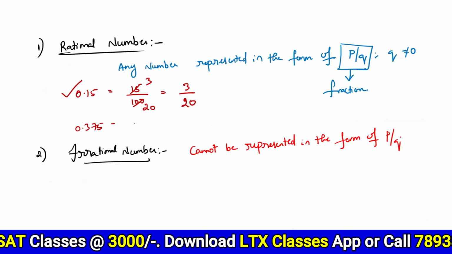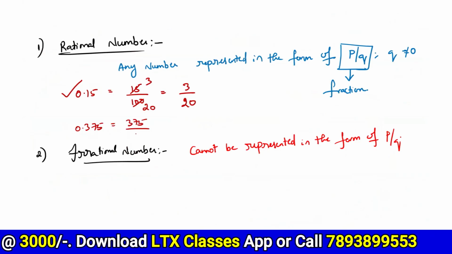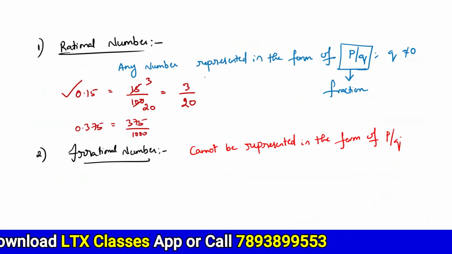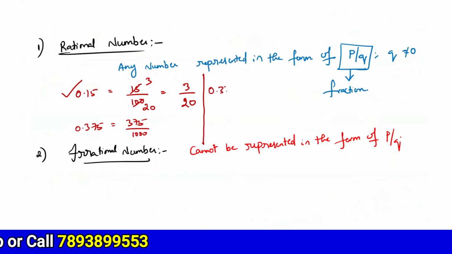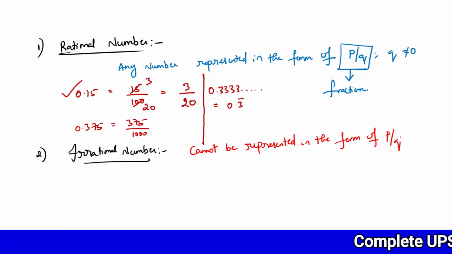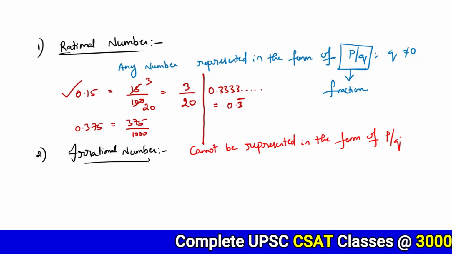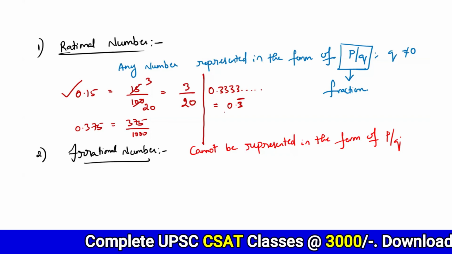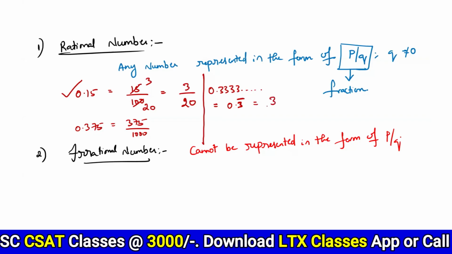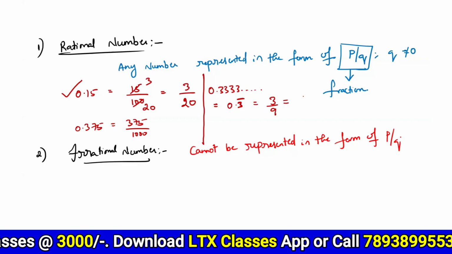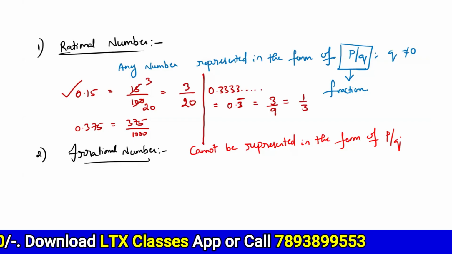Or else 0.375, which is 375 by 1000. Again, this is a rational number. Let us take one more example, 0.33333 and so on. Basically this can be represented as 0.3 bar. The reason I'm keeping the bar there is that the number after the decimal point is getting repeated. So this can be represented in the form of 3 by 9, which is 1 by 3, a fraction.